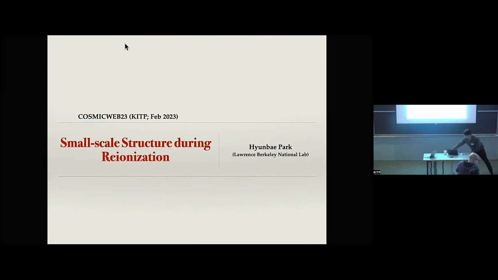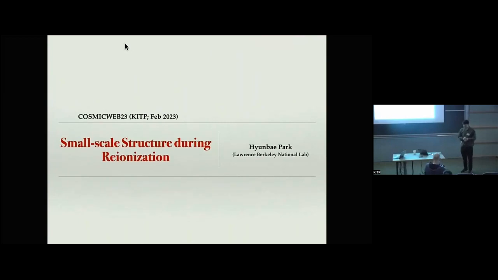Thank you so much for having me here. So I'll be basically talking about small-scale cosmic web in the context of reionization. Christoph yesterday told us that the cosmic web can exist in many different scales, and probably the cosmic web I'll be talking about is small sub-megaparsec structure, might be the smallest one that gets discussed in this conference.